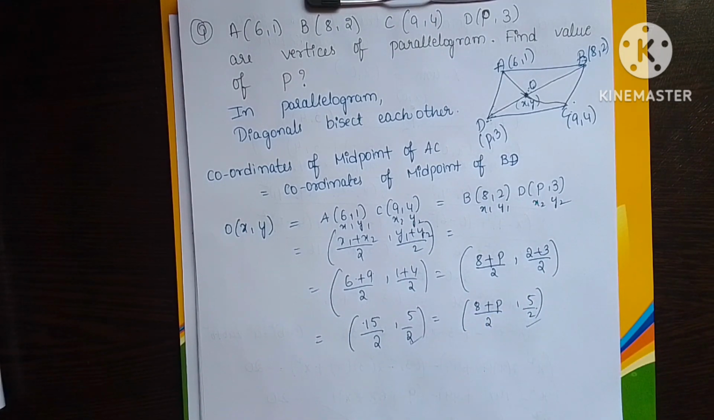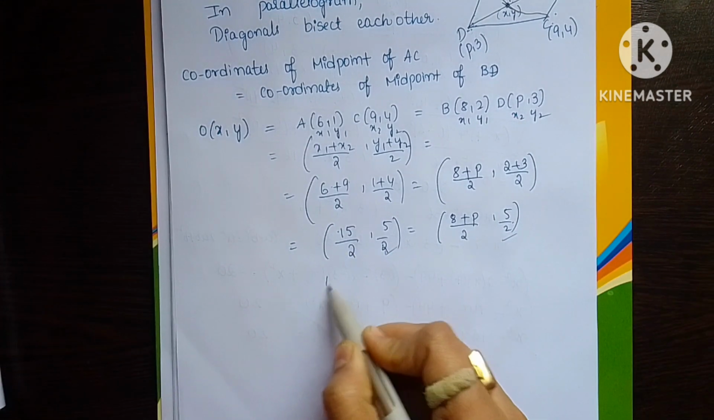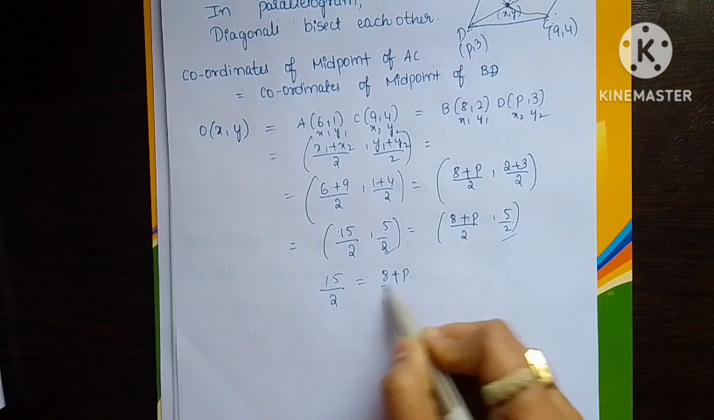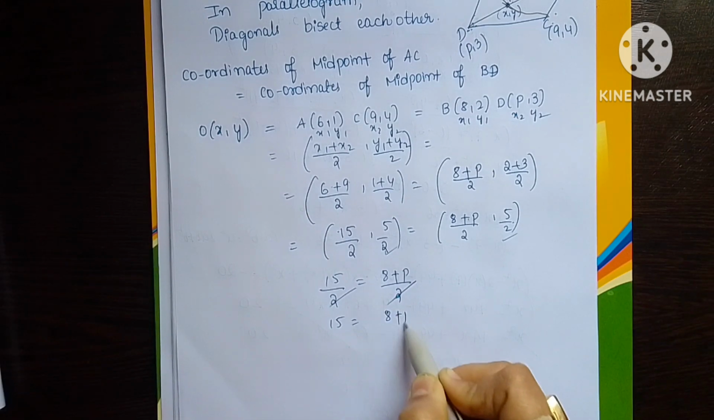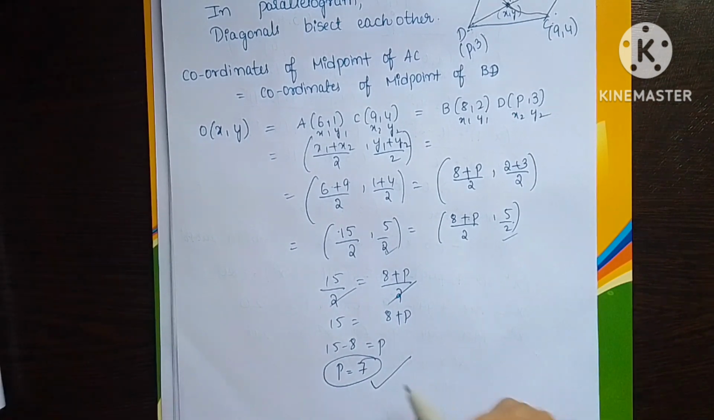So we don't need to equate those. Now we have to equate like this: 15 by 2 is equal to 8 plus P by 2. So 2 and 2 get cancelled. 15 is equal to 8 plus P. 15 minus 8 is equal to P, which is 7. So we have got P equal to 7.